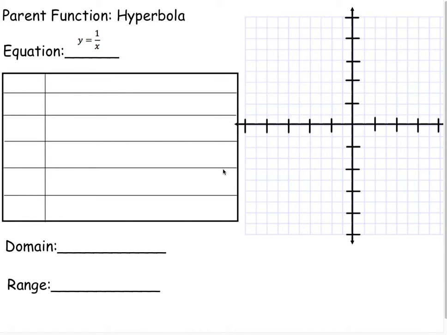The parent function for the hyperbola. There's also some other names for it. You can also call this the reciprocal function or the inverse function. So we have the equation y equals 1 over x. So we're going to go ahead and create our t-chart.